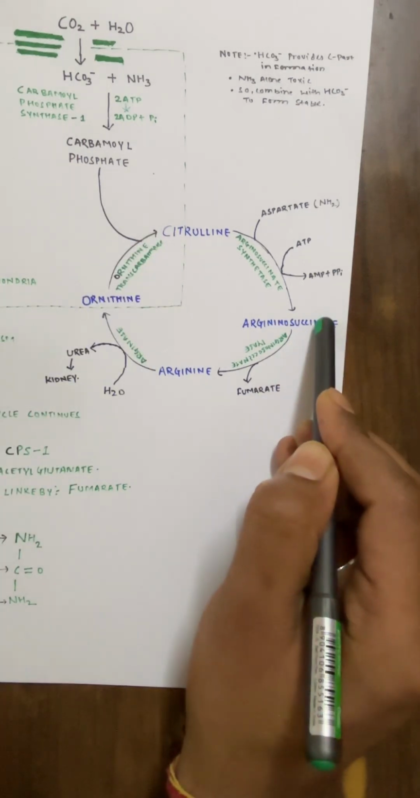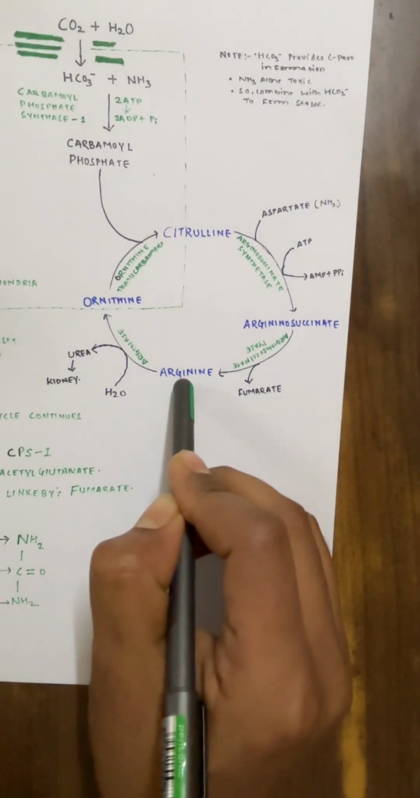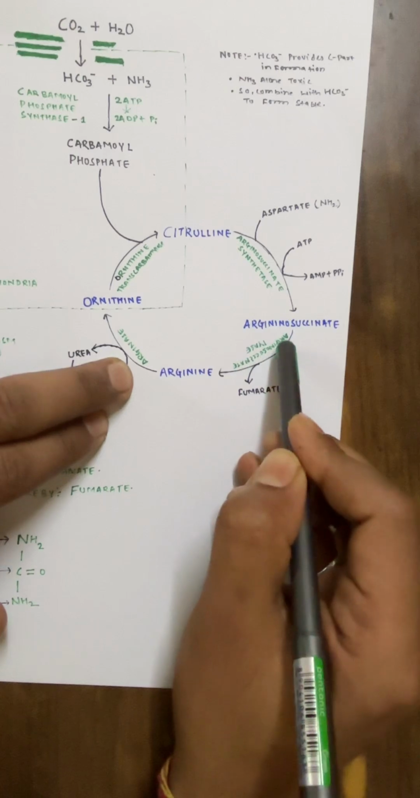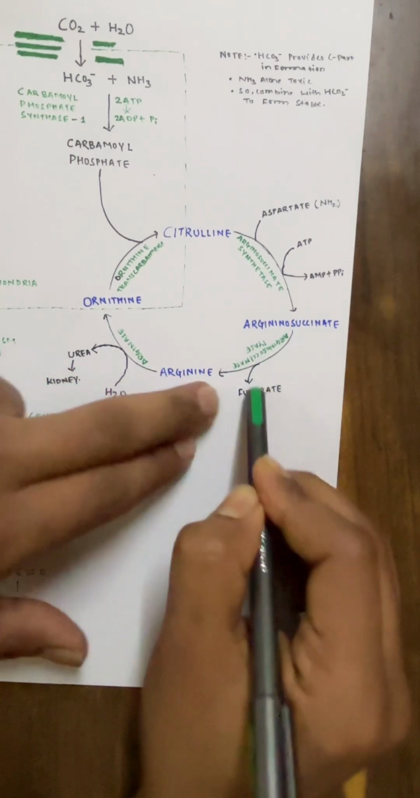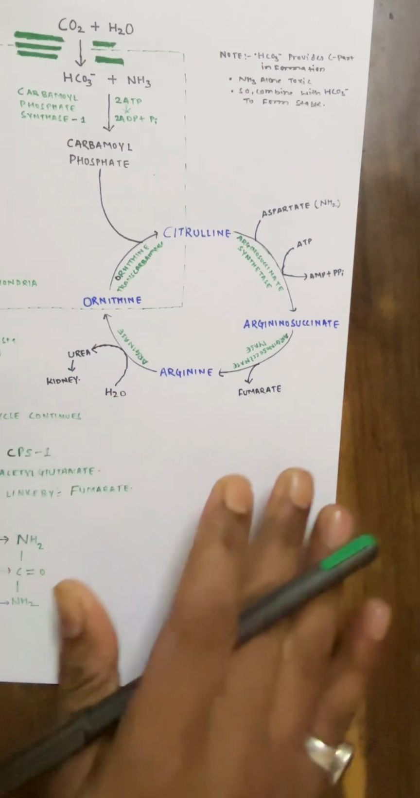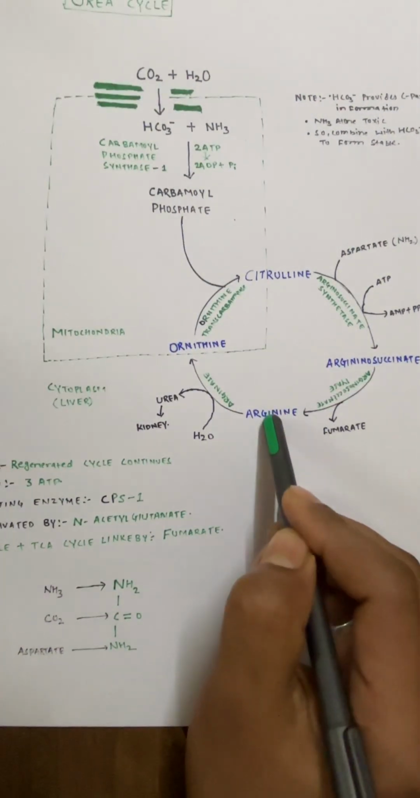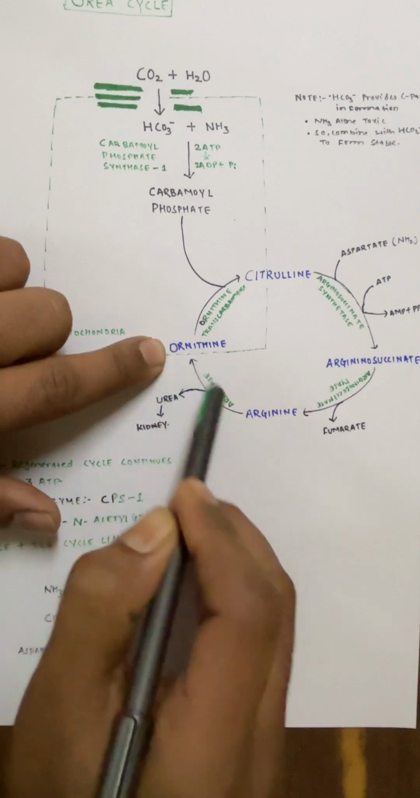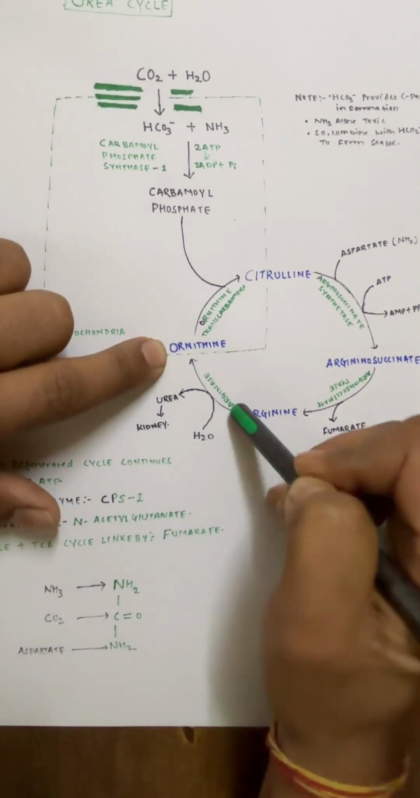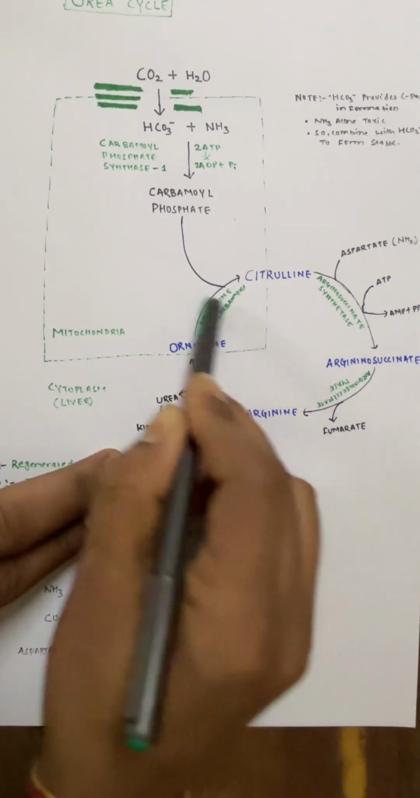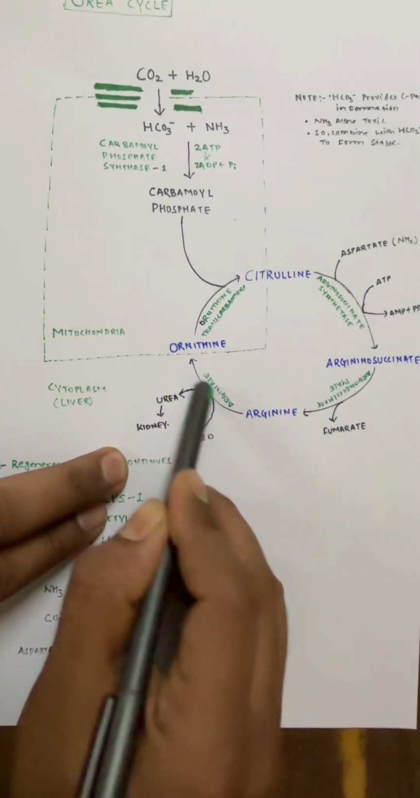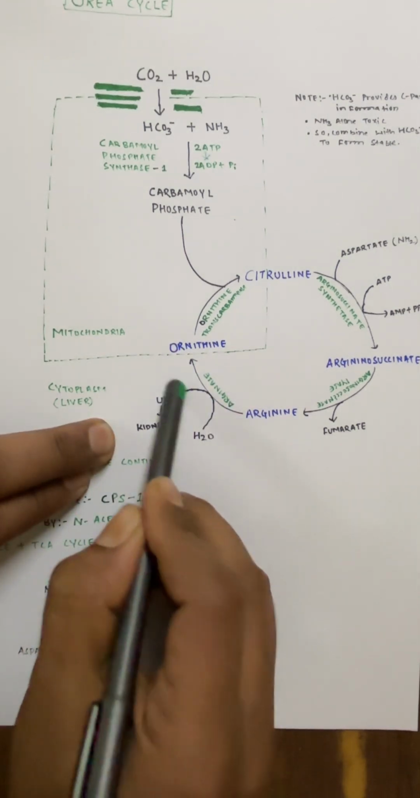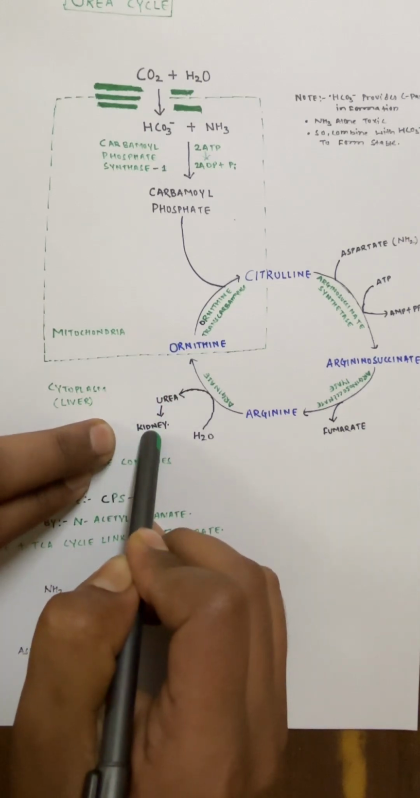Now this arginosuccinate is converted to arginine, and over here the enzyme used is arginosuccinate lyase. Over here fumarate forms as a byproduct. Now this arginine is converted to ornithine, and the enzyme used is arginase. While forming ornithine from arginine we get urea, and this urea gets excreted from the kidney. So this is the whole process.